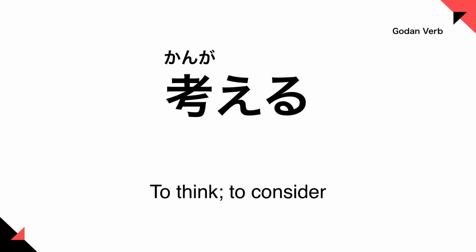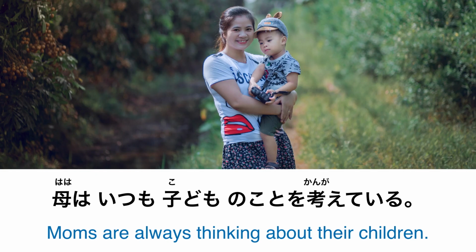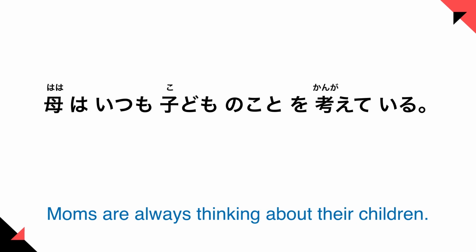Alright, next word, 考える. That means to think, to consider. Alright? 母はいつも子供のことを考えている。 Moms are always thinking about their children. Alright, let's break it down. The first word, 母. That means moms, or sometimes it means my mom. That depends on the context.